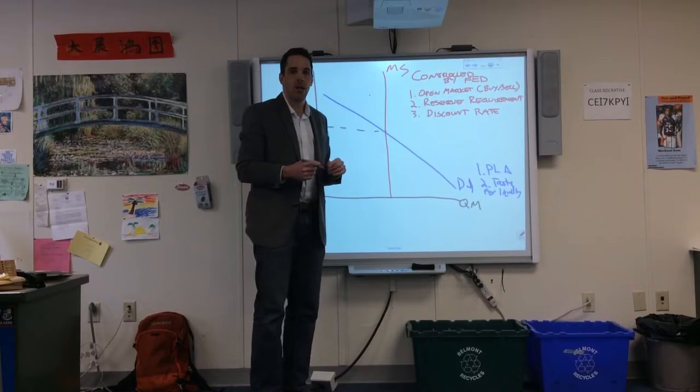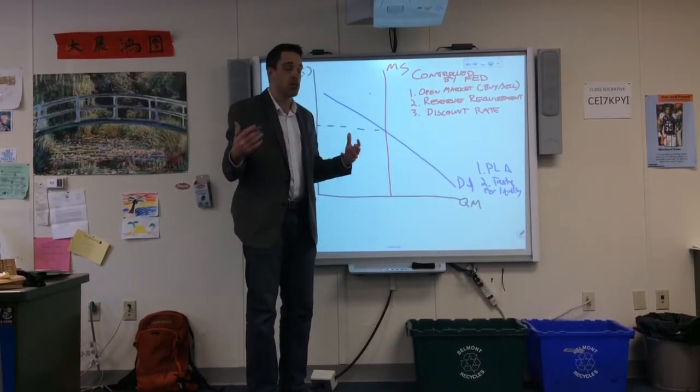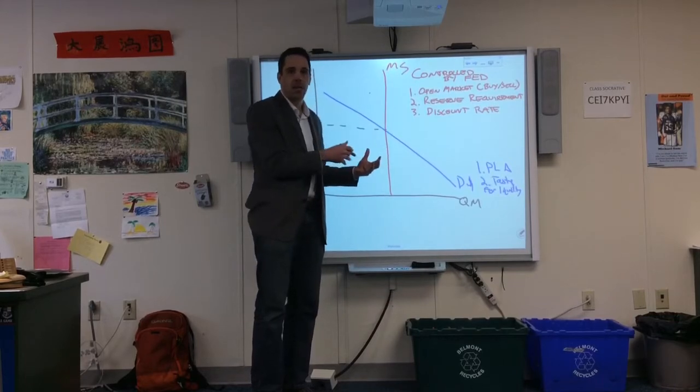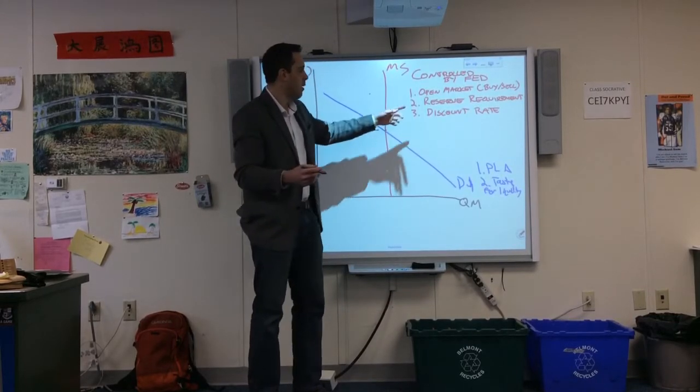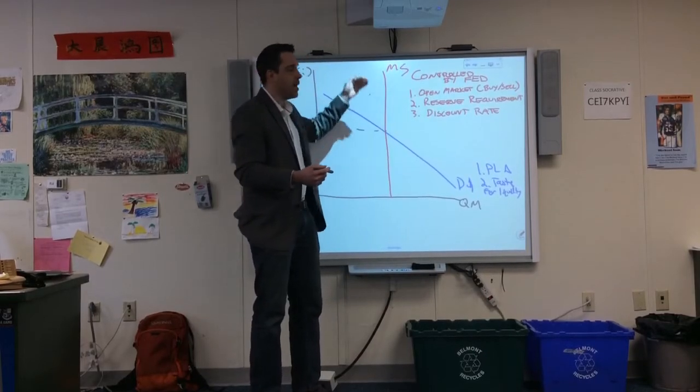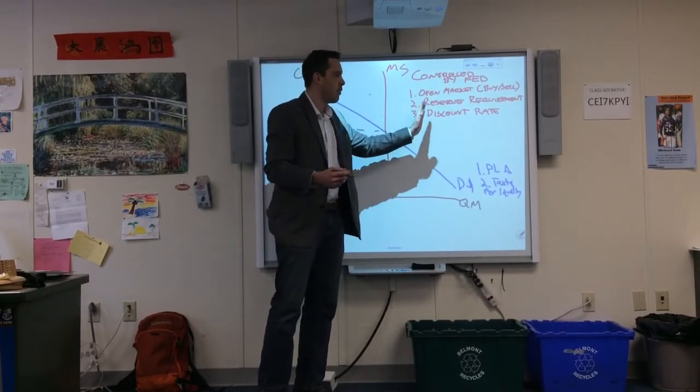Reserve requirement. The Fed increases or decreases the reserve requirement, how much money banks must keep on hand. This will affect the money multiplier. You increase the reserve requirement, decrease money supply. Decrease reserve requirement, increase money supply.